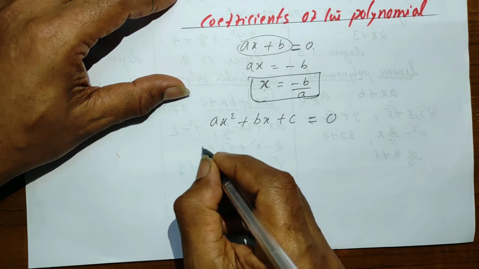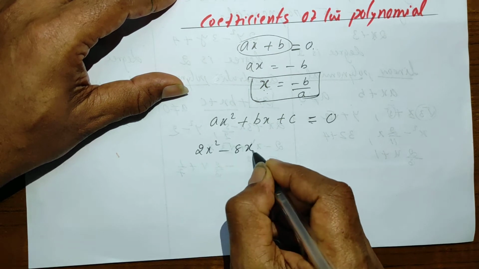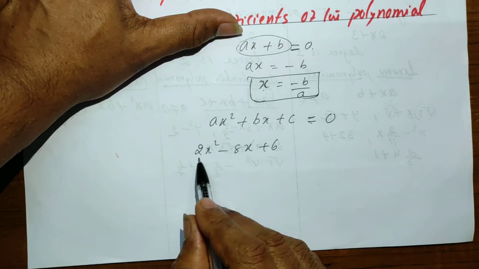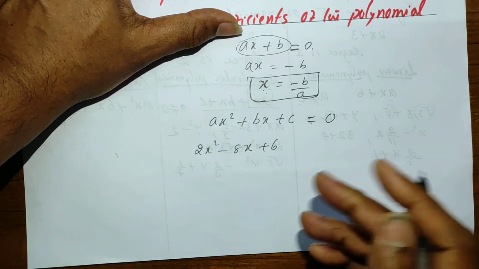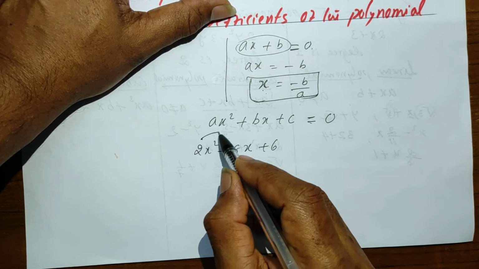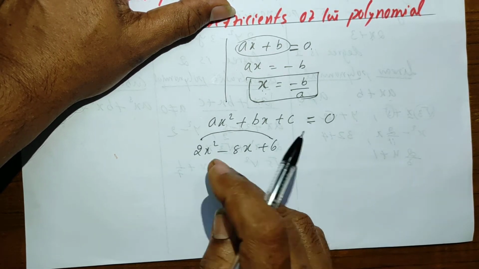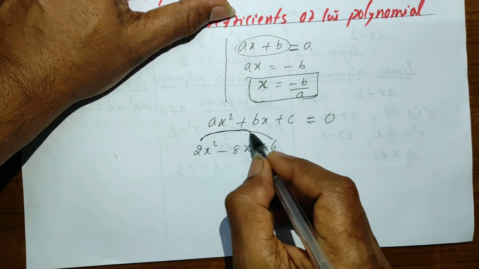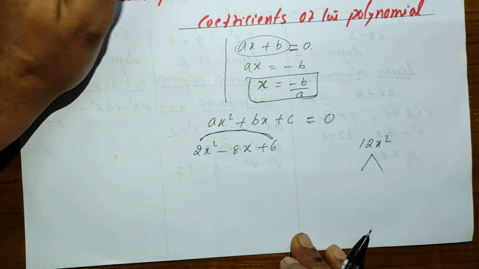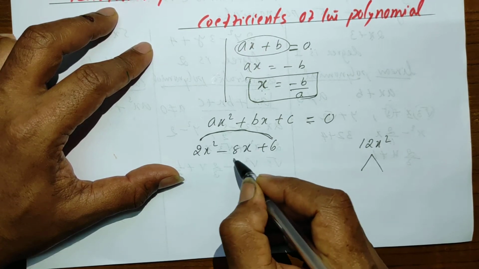Let me consider a quadratic polynomial 2x square minus 8x plus 6. So first you have to factorize this, and that factor should be equated to 0. Okay, so let me find the factors. It is in the standard form, ax square plus bx plus c. So let me consider the product of these two terms. It is 12x square. So you have to factorize this by splitting the middle term.